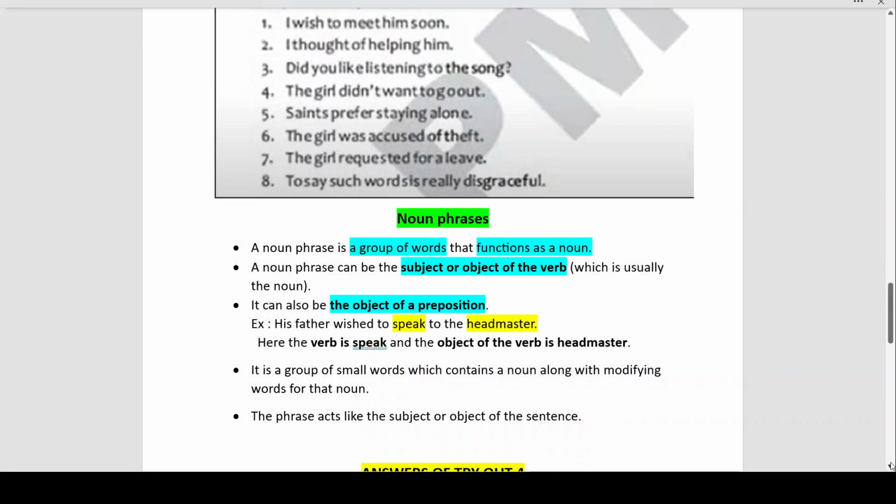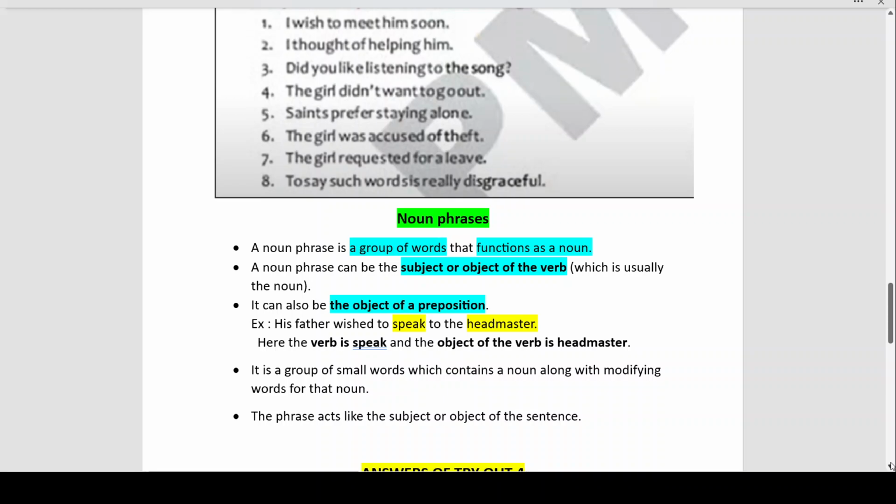So, I hope it is clear to you. First, identify the verb. What is the verb? Whether it is identifying your subject or object. Then find out the noun phrase accordingly. I wish. Wish is your verb. To meet him soon is the noun phrase.